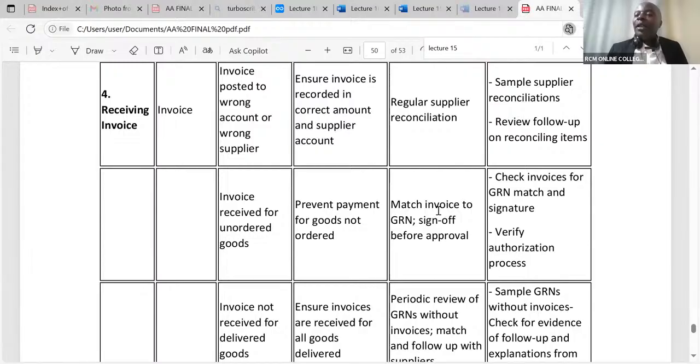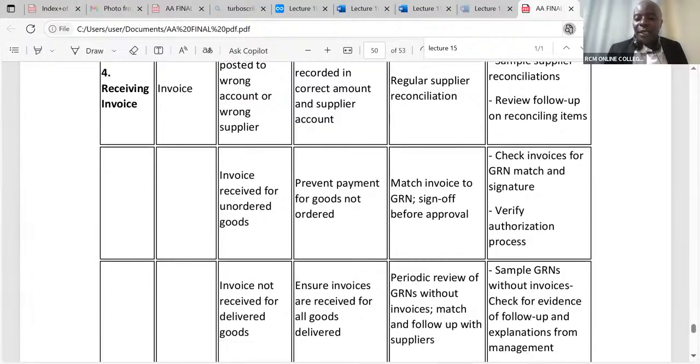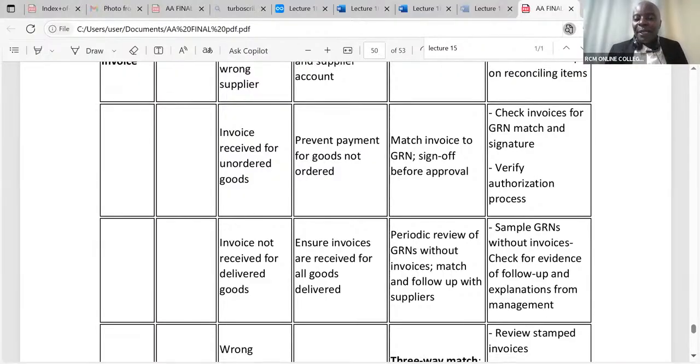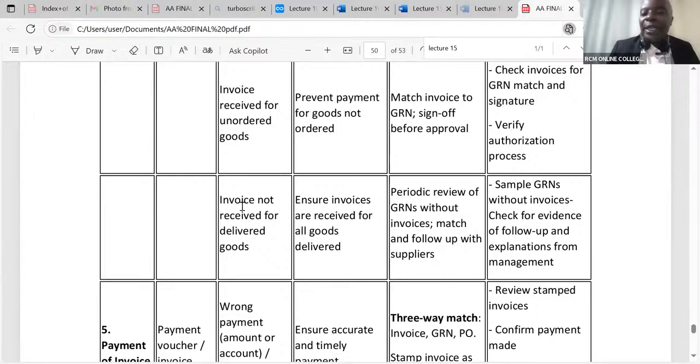Then from there, ladies and gentlemen, what are the audit procedures? Of course, now you start asking for these documents. Check invoices for goods received note match and the signatures. Verify the authorization process. Very easy. Once you get used to this, you will like this subject crazily, because anytime you go for interviews, these are the kind of things that will be asked. Because who doesn't want control systems in their place? Then, ladies and gentlemen, we have here another weakness. Invoice not received for delivered goods.